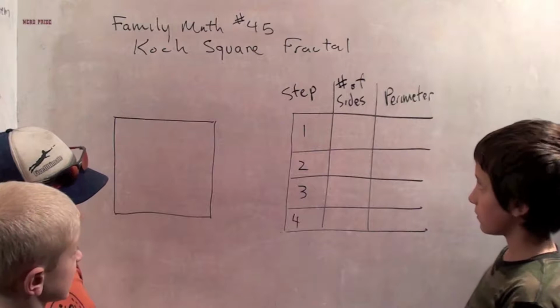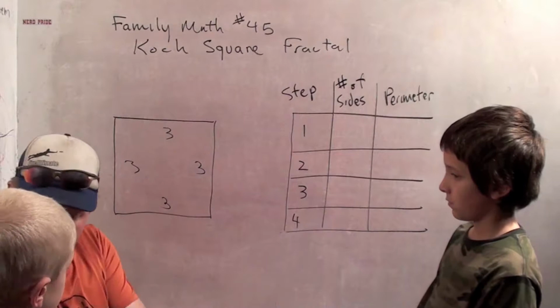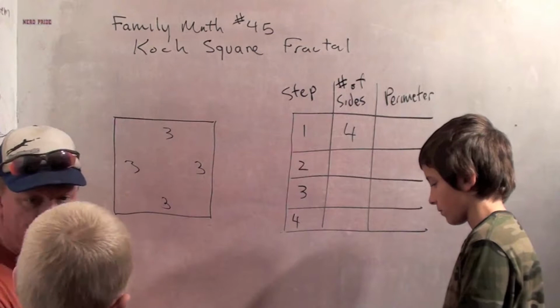So we start out with a square, and just for fun, I'm going to say each side of the square is 3. Okay, so how many sides does the square have? 4. So step one, we've got 4 sides. And what is the perimeter? First of all, what does perimeter mean? It's the distance around the outside of the shape. Right, and what is that distance? It's 12. The perimeter is 12.